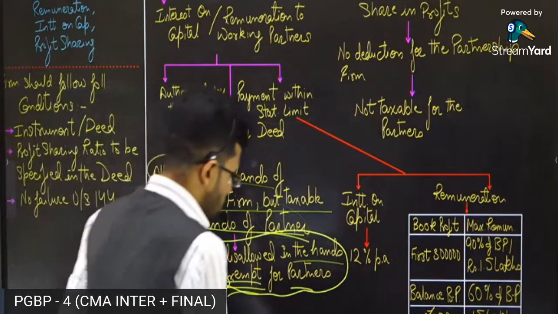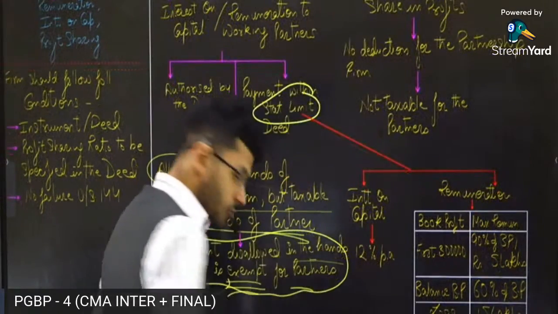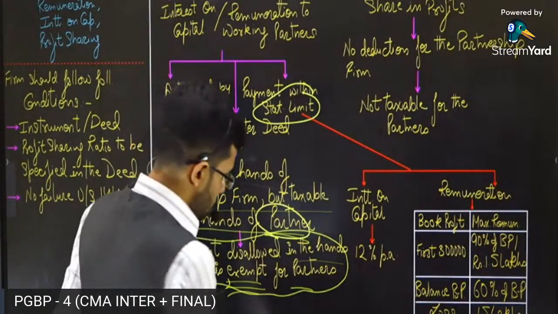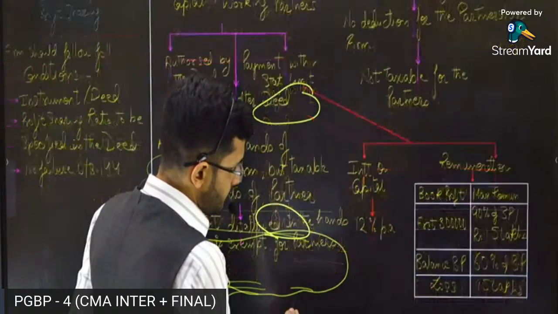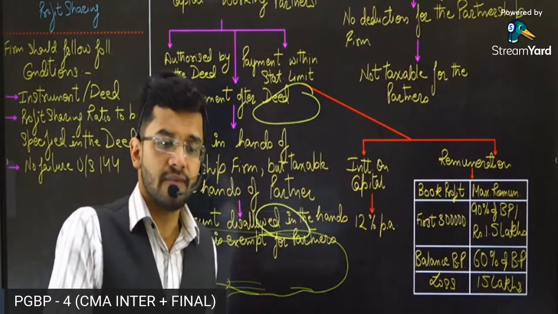Now, what are the statutory limits, guys? The statutory limits are given in the box. I hope you are able to see the box clearly. Let me shift it a little bit. Yes, now you can see the statutory limits very clearly.